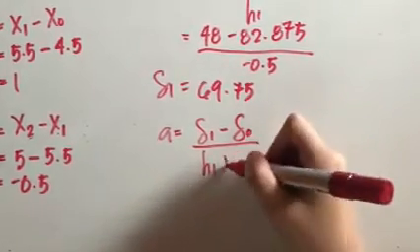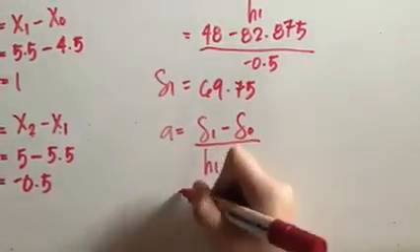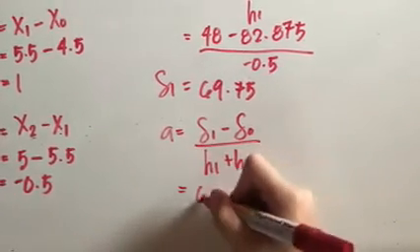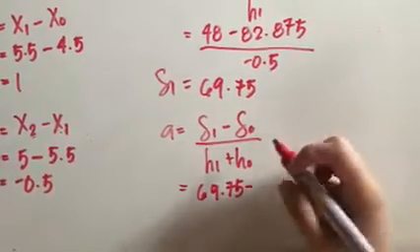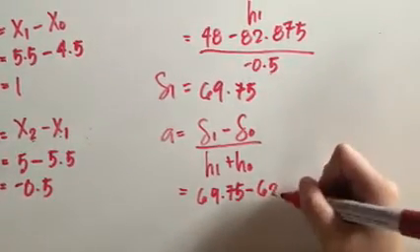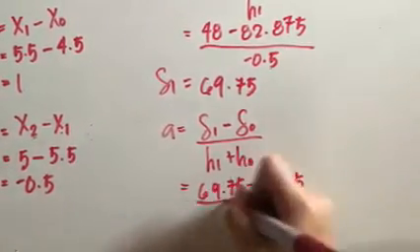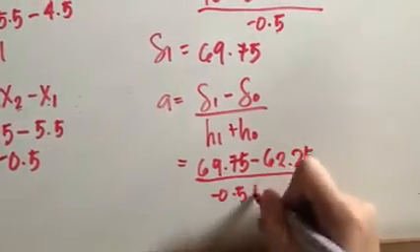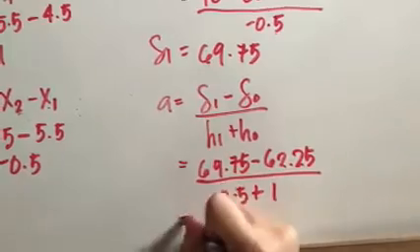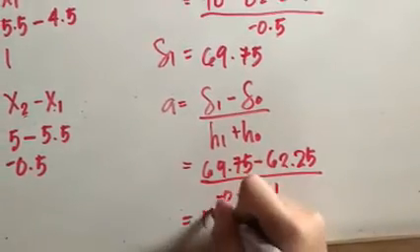The value of a, let's use the formula delta sub 1 minus delta sub 0 all over h sub 1 plus h sub 0. It will give us 69.75 minus 62.25 all over negative 0.5 plus 1. The answer will be 15.